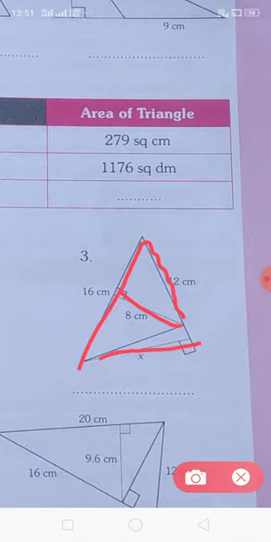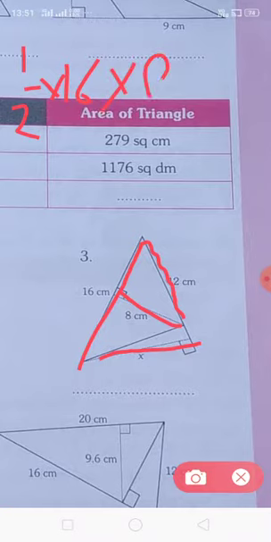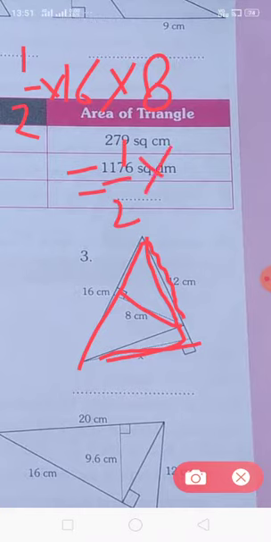Now apply the same formula. 1 by 2 base into height. 1 by 2 base, which is 16, and the height is 8. The same thing we can find in another way for the area. If this is base, this is your height. Now you write 1 by 2 into 12 into x. We want to find this x.